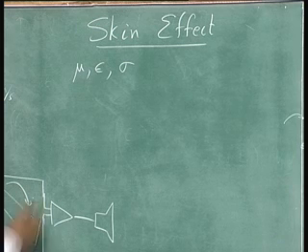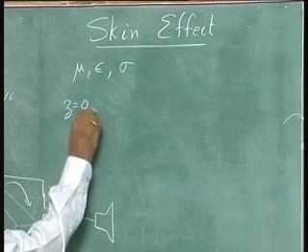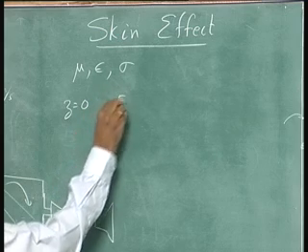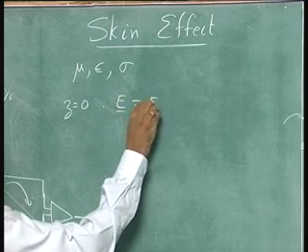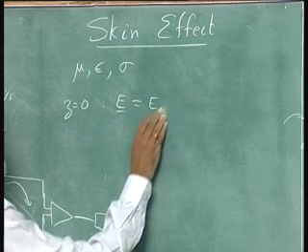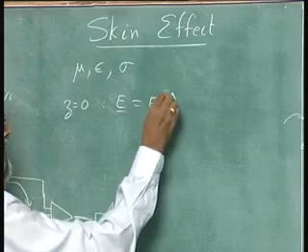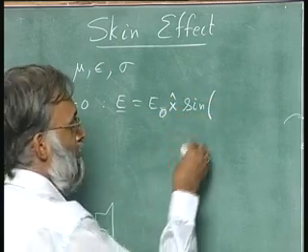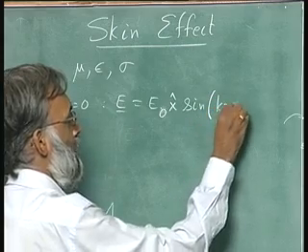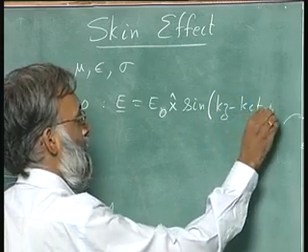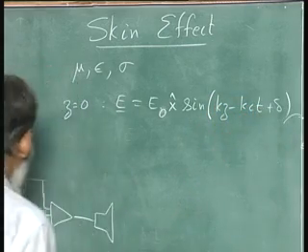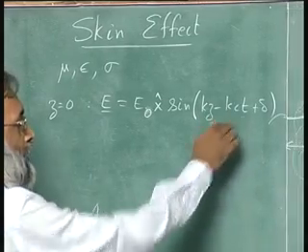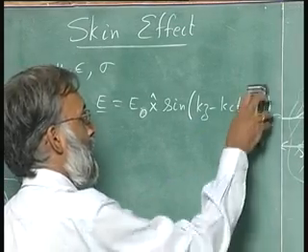And at z equals 0, the electric field is E x, or E naught in the x direction, say, sin(k z minus k c t plus delta), and I am removing the delta because I can always adjust time and make delta 0.